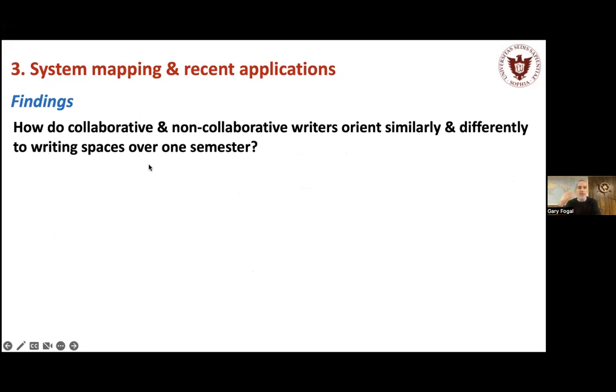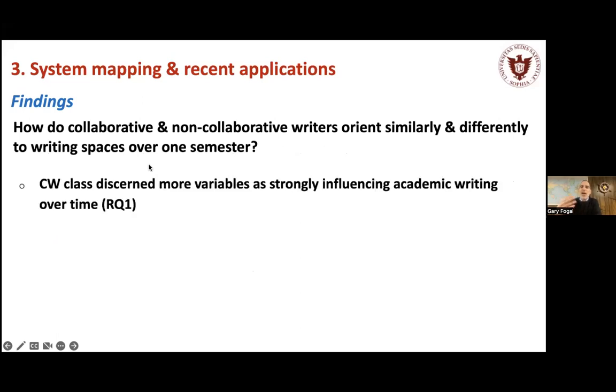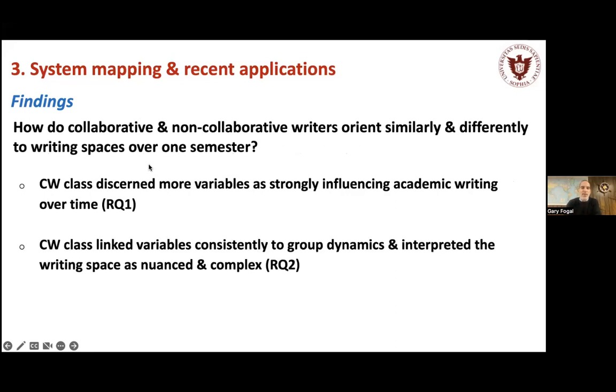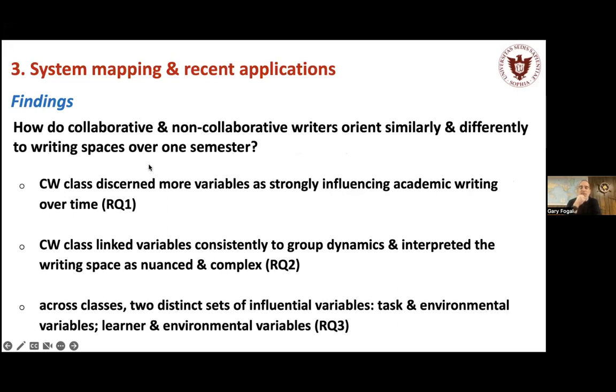So to answer the overall question guiding this study, how do collaborative and non-collaborative writers orient similarly and differently to writing spaces? And by way of summary, we can say first, the collaborative writing class discerned noticeably more variables as having a strong influence on academic writing. Second, that the same class linked said variables more consistently to group dynamics and the interpretation of the writing space as nuanced and complex. And three, despite these differences, both classes oriented themselves similarly across time to two distinct sets of influential variables, those we just mentioned, task and environmental, and learner and environmental.